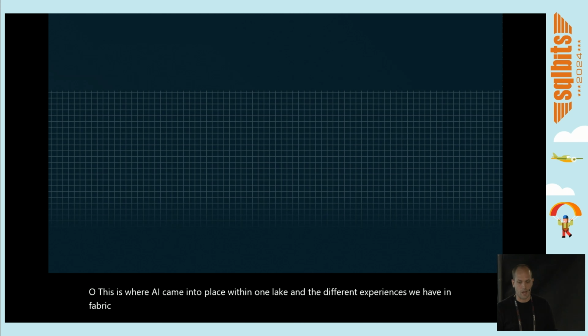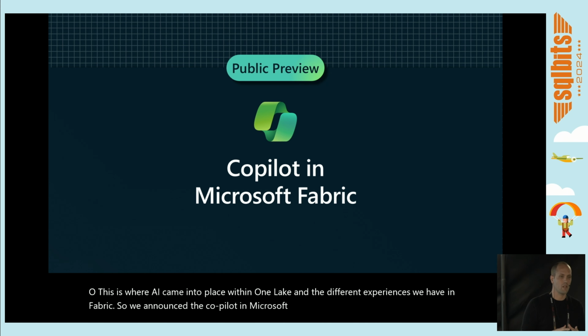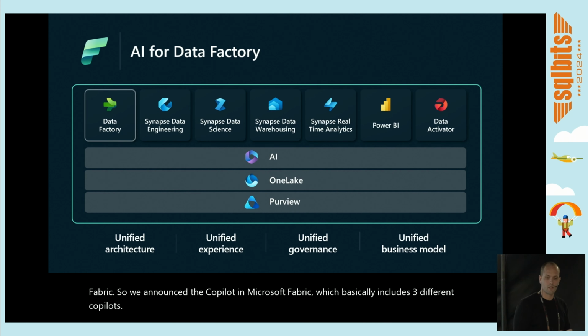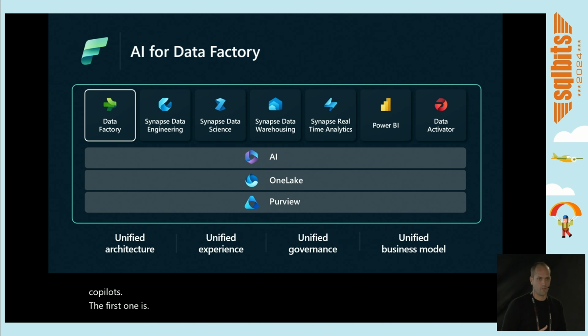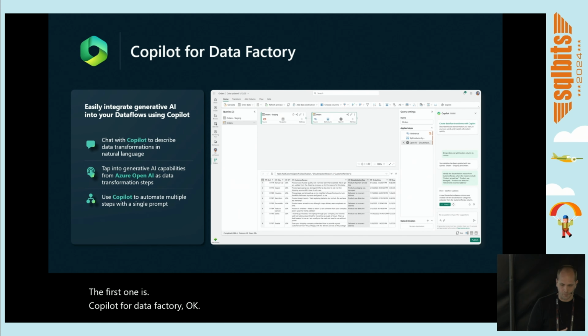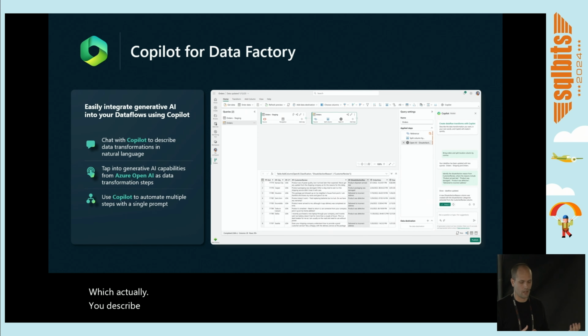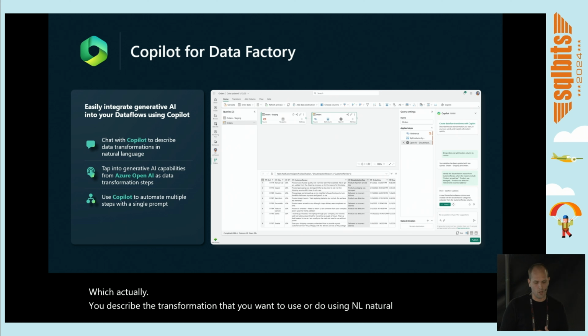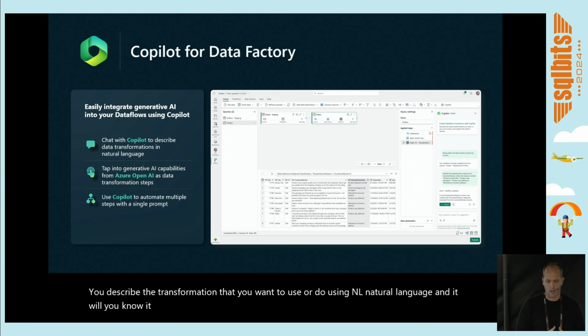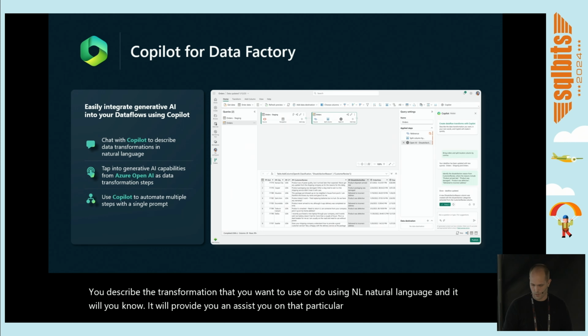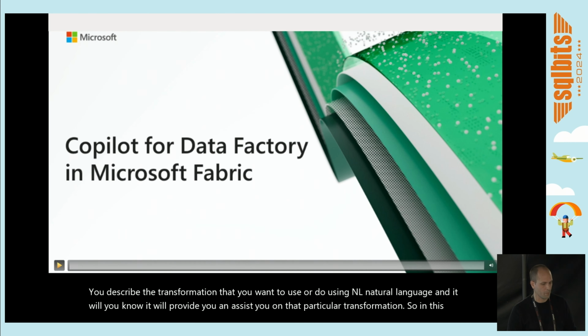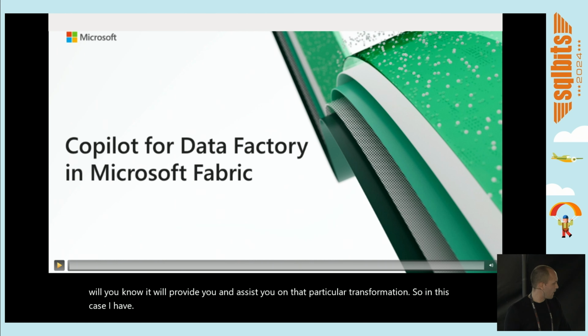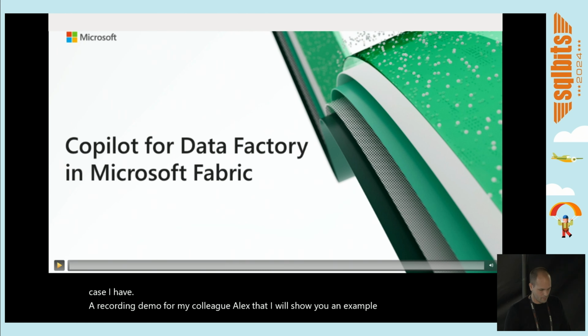So we announced the Copilot in Microsoft Fabric, which basically includes three different Copilots. The first one is Copilot for Data Factory, okay? Where you describe the transformation that you want to do using NL, natural language, and it will provide you and assist you on that particular transformation. So in this case, I have a recording demo from my colleague Alex that I will show you as an example here. Let me know if you can listen.